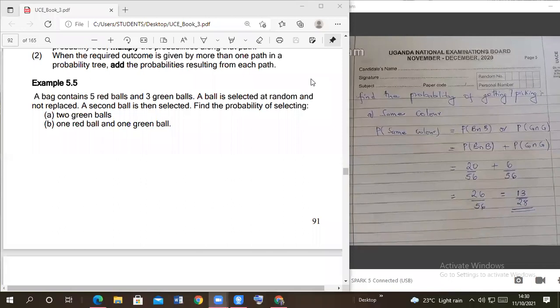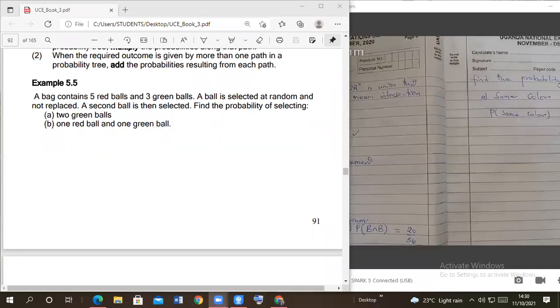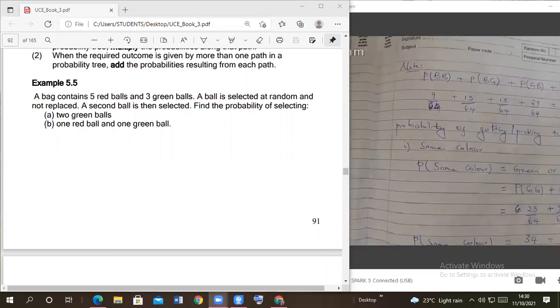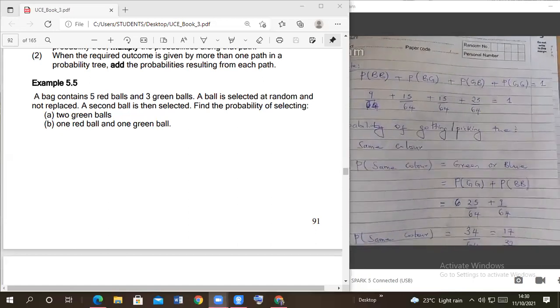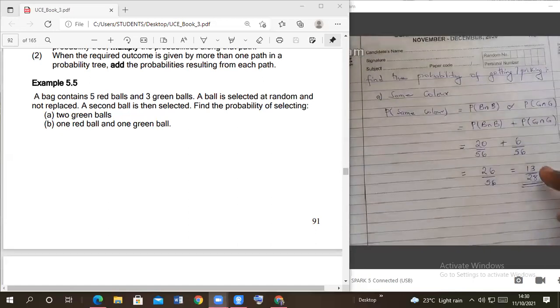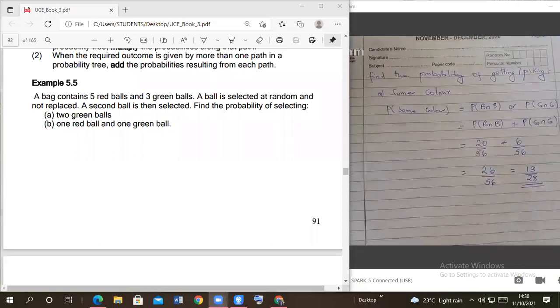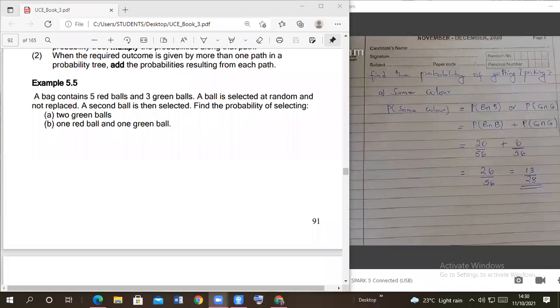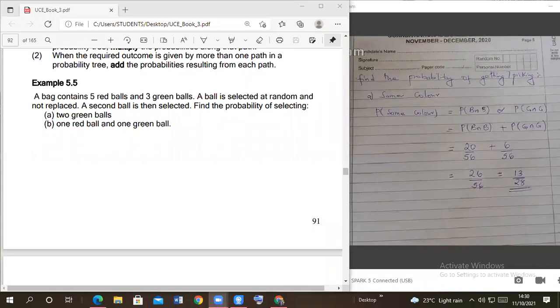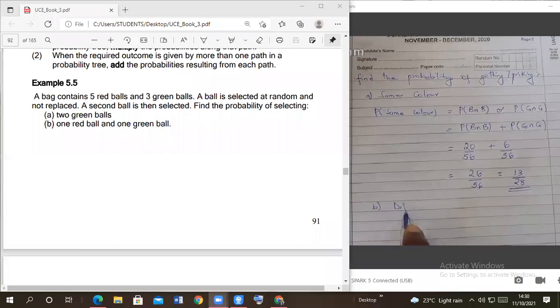Do they have the same answer, members? Here, with replacement, we got the same color as 17 out of 32. But without replacement, we got 13 out of 28, so the chances are different. Have you seen that? Members, have you seen that? Yes.